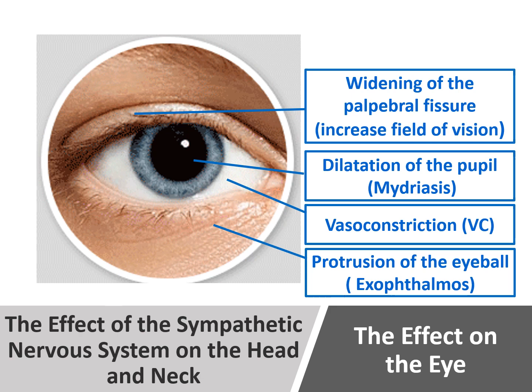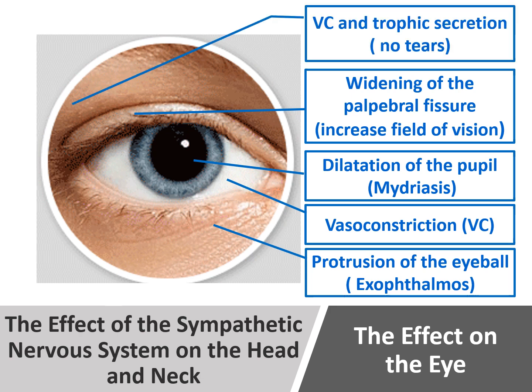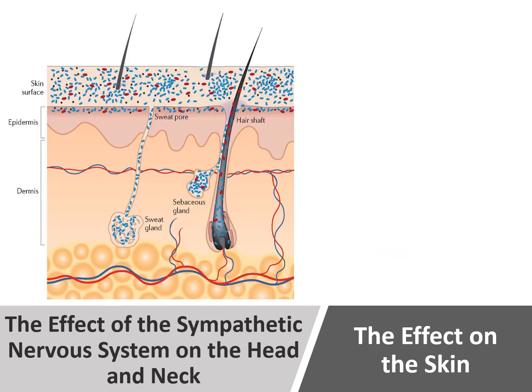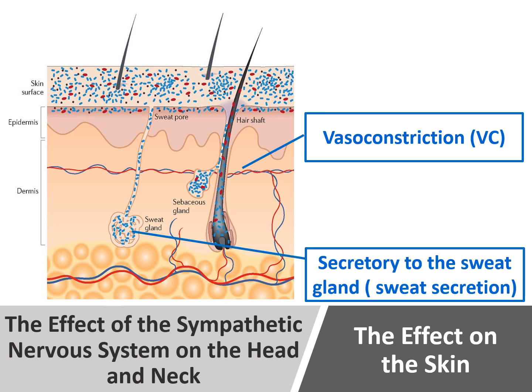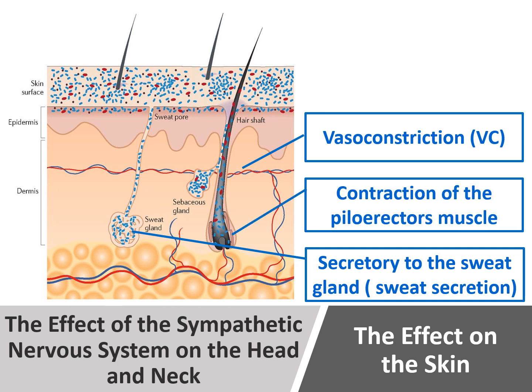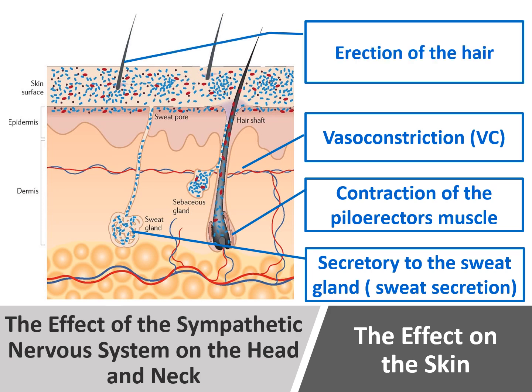Sympathetic stimulation to the lacrimal gland of the eye produces vasoconstriction of the blood vessels and trophic secretion, that's to say, no tears. The effect of sympathetic stimulation on the skin of the head and neck: sympathetic stimulation produces vasoconstriction. The sympathetic stimulation has a secretory effect on the sweat glands, thus increasing sweat secretion. Sympathetic stimulation produces contraction of the piloerector muscle, thus leading to erection of the hair.